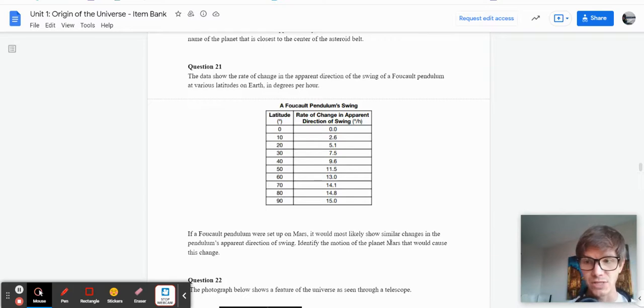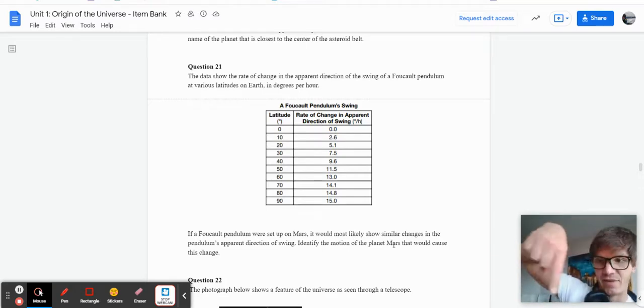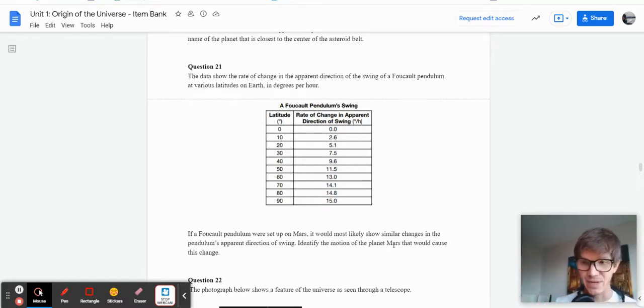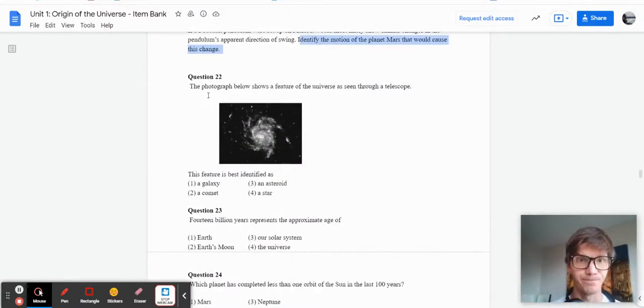So the only association you need to know with Foucault's pendulum is that as that very heavy pendulum on a very long string appears to change direction of swing, it appears to change because of the planet's rotation underneath it. So on Earth, it would be Earth's rotation. On Mars, it would be Mars's rotation. Proof of rotation of a planet.